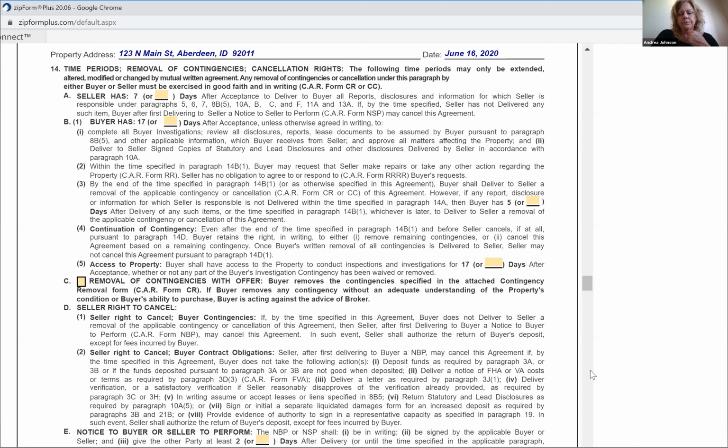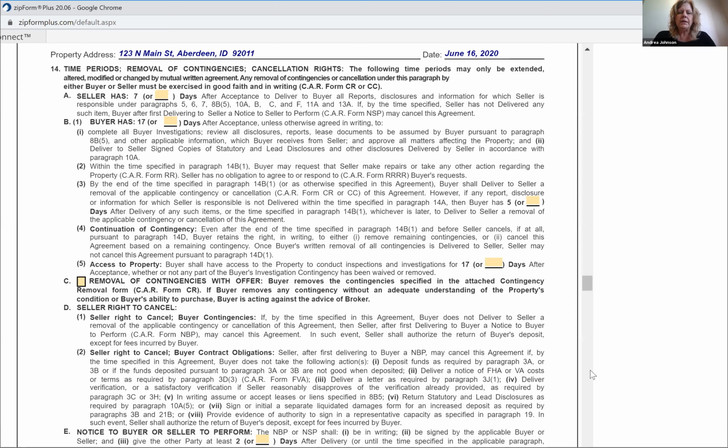So by default, seller is going to have 7 days after acceptance to deliver to the buyer anything that seller has agreed to take responsibility for. And the paragraphs we covered yesterday covering the statutory and other disclosures will come into play here. So seller has 7 days to get those to us, as well as any report seller has agreed to provide, such as a structural pest report. Anyway, that's supposed to come to the buyer within 7 days after the acceptance of the purchase agreement.